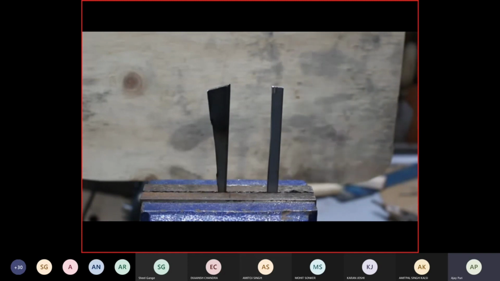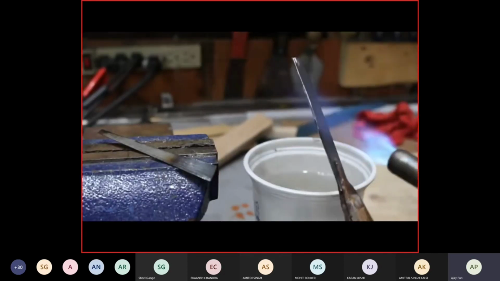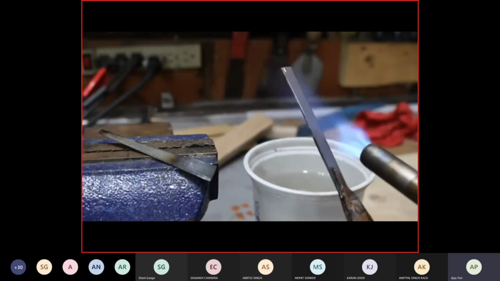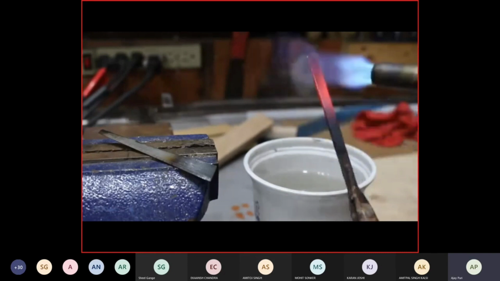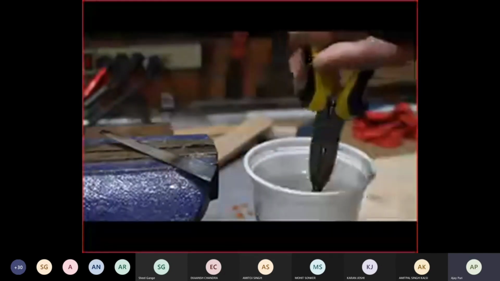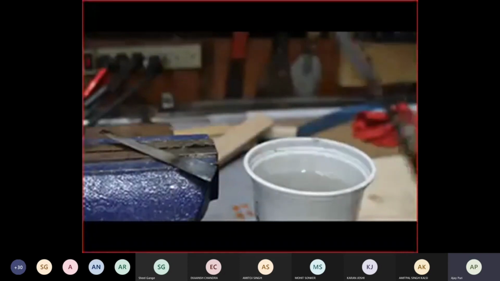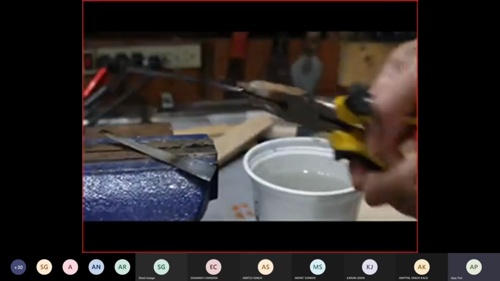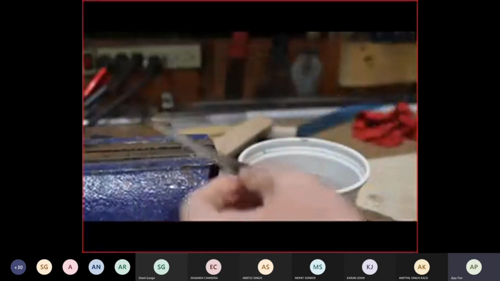So let's try this. First up, mild steel. Okay, that's mild steel. I'm going to put that aside. Now I'm going to do high carbon steel.